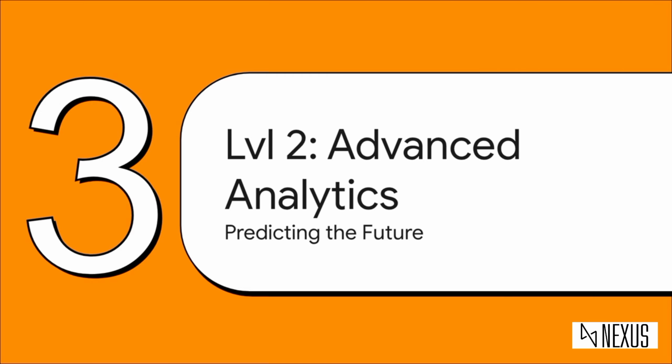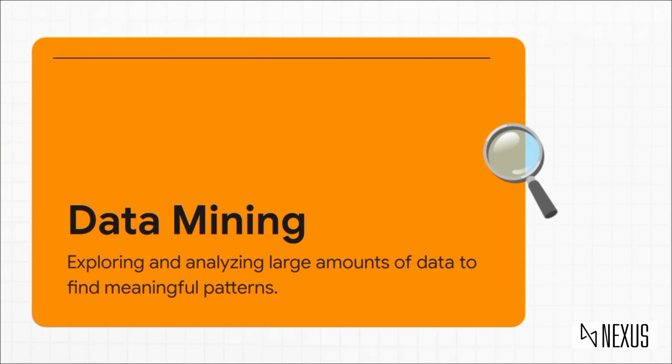Okay, so once we've explored the landscape, it's time to climb. Let's move up to level 2, advanced analytics. This is where things get really exciting. We're shifting from just looking at what happened in the past to actively trying to predict what's going to happen in the future. The core technique we use here is data mining, and it's exactly what it sounds like. We're sifting through these mountains of data, but we're not just looking anymore. We're hunting for hidden, meaningful patterns.